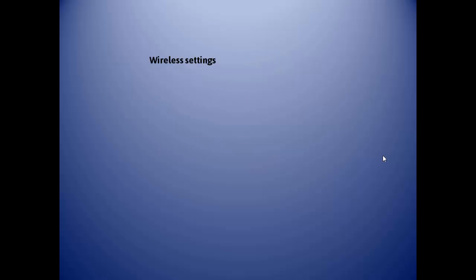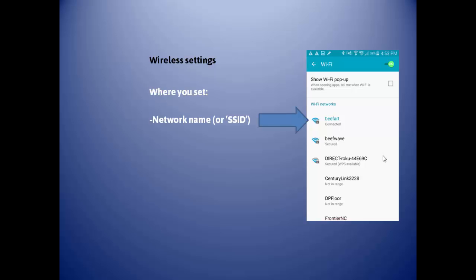Wireless settings, that's a very, very common place to visit. That's where you're going to set the network name, also known as the SSID. And you're going to set the password for getting onto the network name. You might have two because often they're sending out signal for 2.4 gigahertz and 5 gigahertz. So you might have two network names like I do on mine.